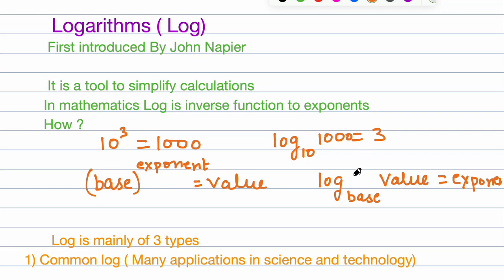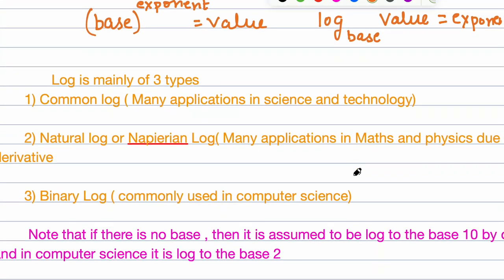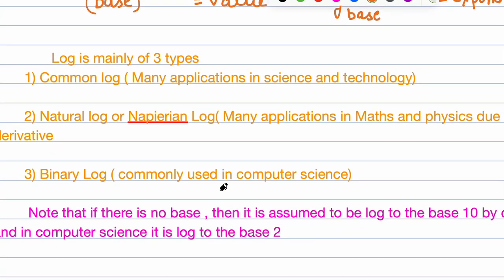But let's first see how many kinds of log there are. First is the common log, which has many applications in science and technology. Second is the natural log or the Neperian log, with many applications in maths and physics due to its simpler derivative. The derivative of log of e is 1, so it's used mainly in maths and physics. The binary log is commonly used in computer science.